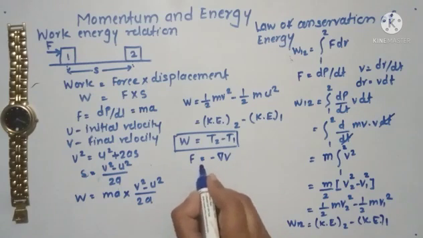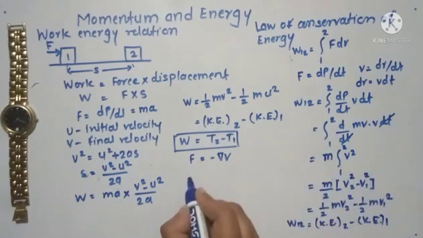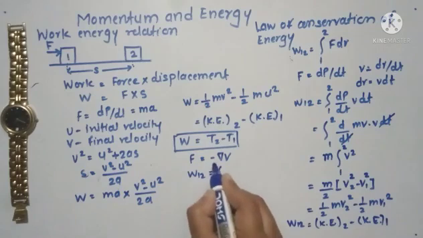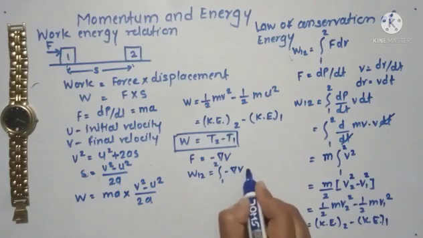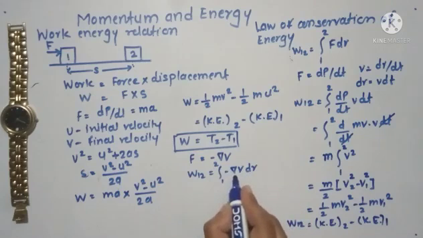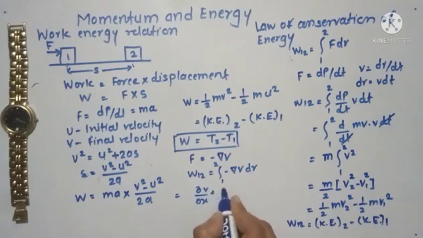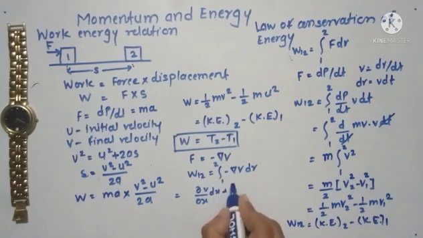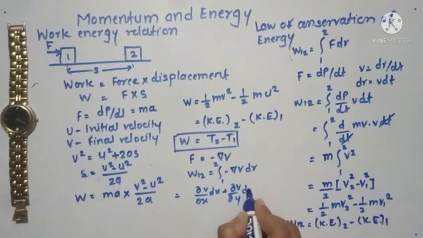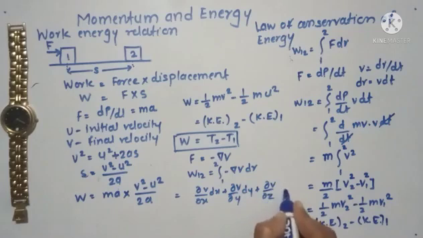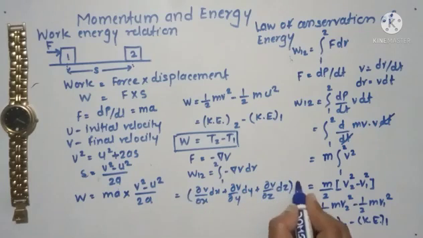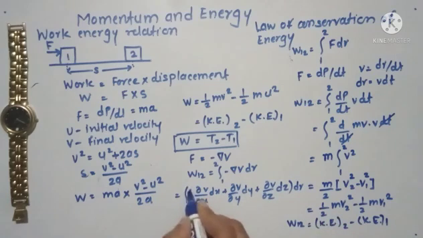So if I put the value of this F into this equation, W12 is equal to integration from 1 to 2 of minus gradient V into dr. So this del is nothing but the gradient of the scalar potential, which we have studied in the first unit, which is del V upon del x into dx plus del V upon del y into dy plus del V upon del z into dz, into this dr, integration from 1 to 2, which is nothing but W12.